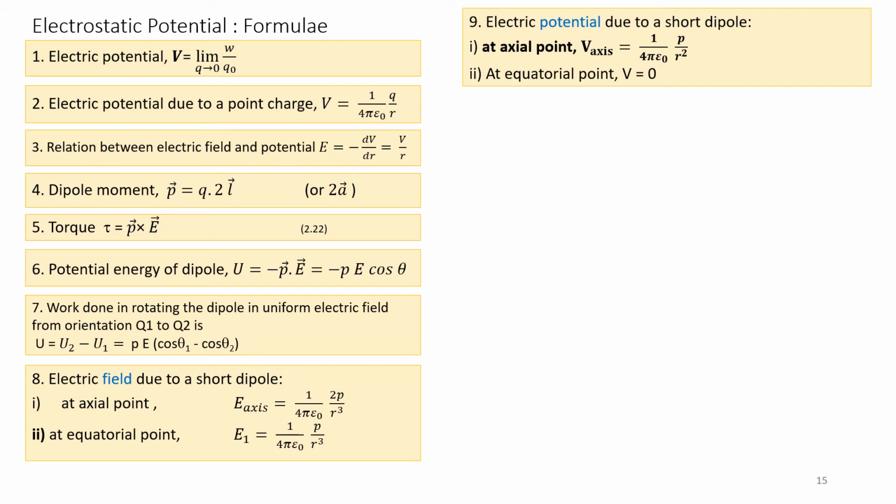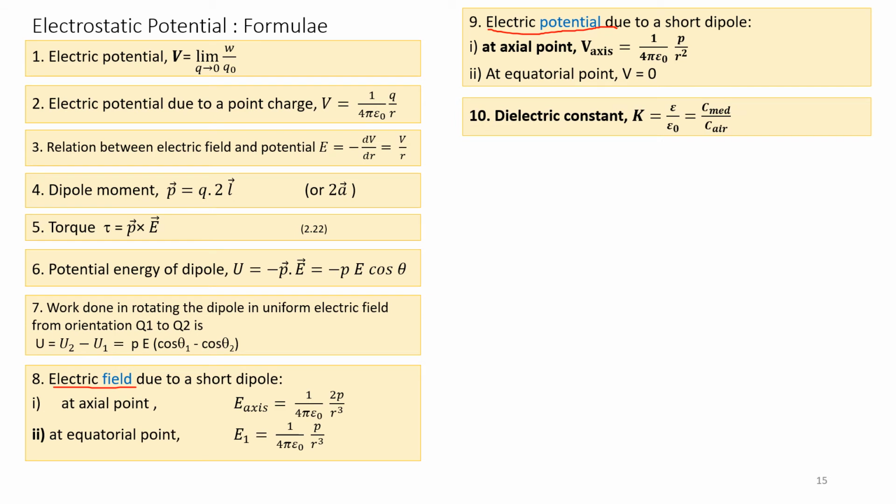Formula number 9. Electric potential due to a short dipole. In formula number 8, we studied the electric field. In this formula number 9, it is for electric potential. At the axial point, V axial is equal to 1 over 4 pi epsilon naught p by r square. See here, it was r cube for the field, here for potential it is one less, that is r square. At the equatorial point, V is equal to 0. This is very important. Please note.